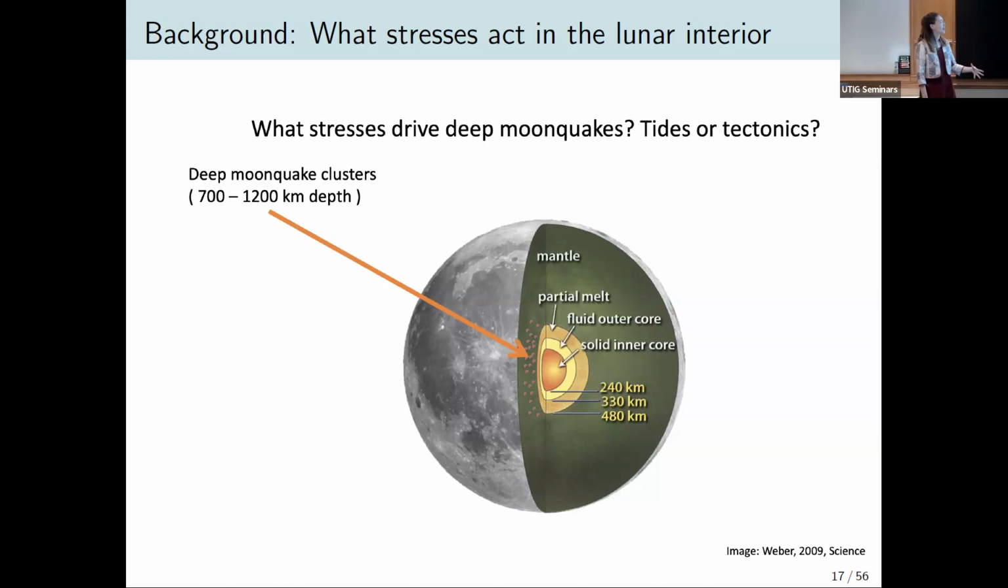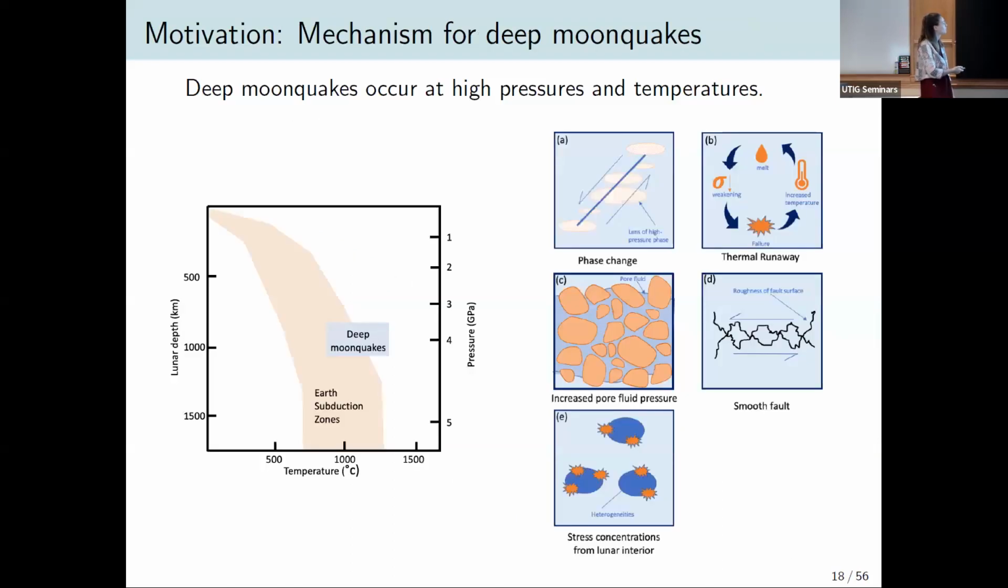So the question that we're trying to answer is, what stresses drive these deep moonquakes? Is it just the tides alone, or is there some other tectonic stress deep in the moon that we don't know about? And just to be clear here, when I say tectonic stress, I basically mean any stress that isn't tidal. We can think about what it is later, but just anything untidal.